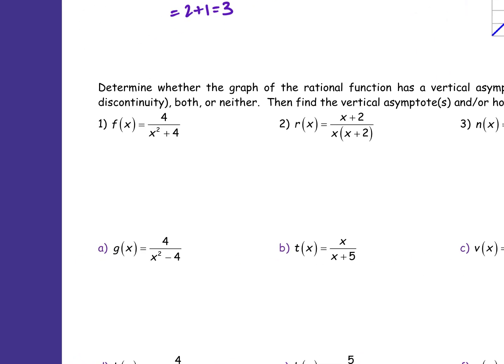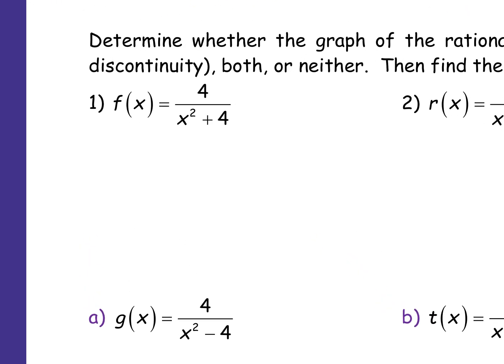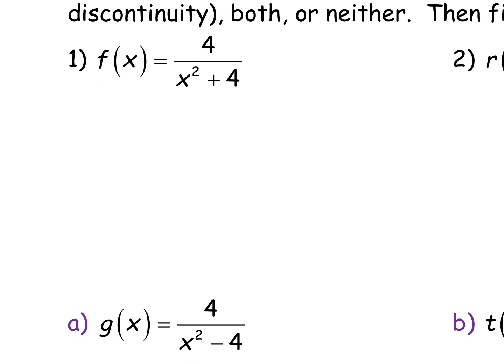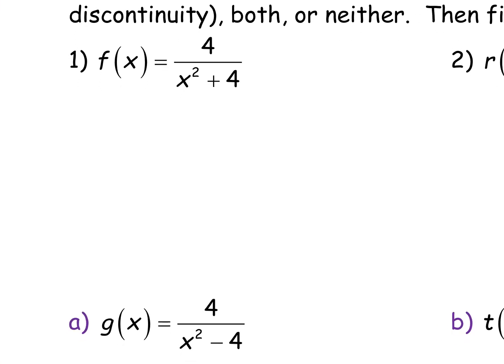So if I look at question number 1, it is already simplified. There's nothing I can factor out, right? So there's going to be no holes. So I'm going to write it this way so I can be consistent the whole way through: holes, none. And then vertical asymptotes. Instead of spelling it out, I'm just going to put VA, okay, because we're going to be writing it a lot.